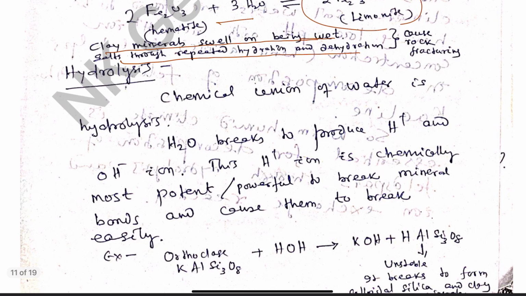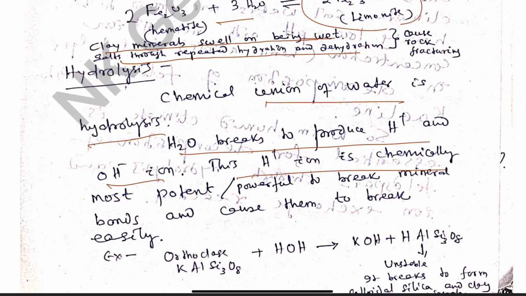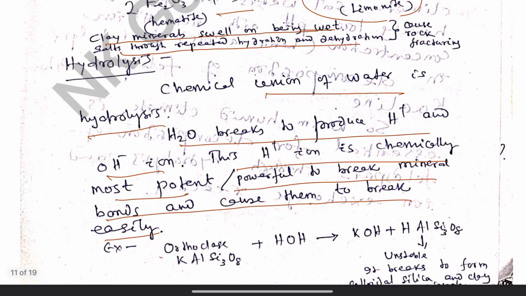Then hydrolysis, it represents a true chemical change. Here hydroxyl ion is being produced. Water breaks to produce hydrogen ion and hydroxyl ion. This hydrogen ion is chemically most potent, most powerful to break the bonds that exist in the minerals and cause them to weather easily. For example, orthoclase.